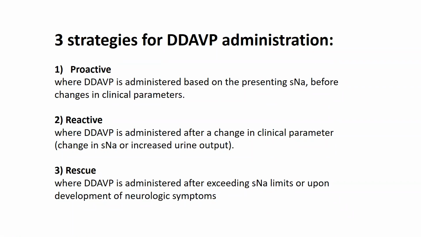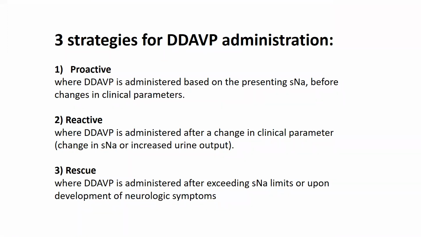You can give it as proactive, reactive, or rescue. Proactive means if the patient came with hyponatremia, you give them DDAVP before you do anything else to prevent overcorrection. And always remember, when you give DDAVP, you're not lowering the serum sodium. You always have to do a co-intervention with the DDAVP to increase or decrease the sodium.